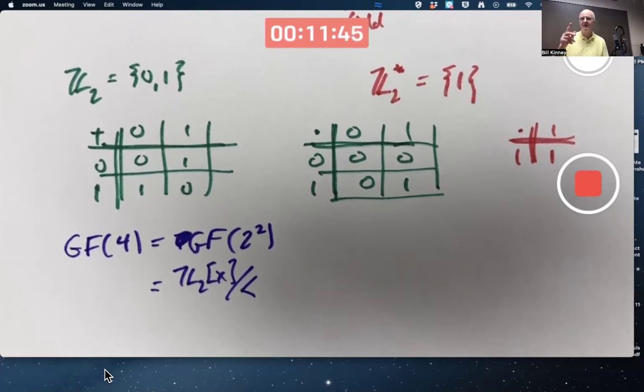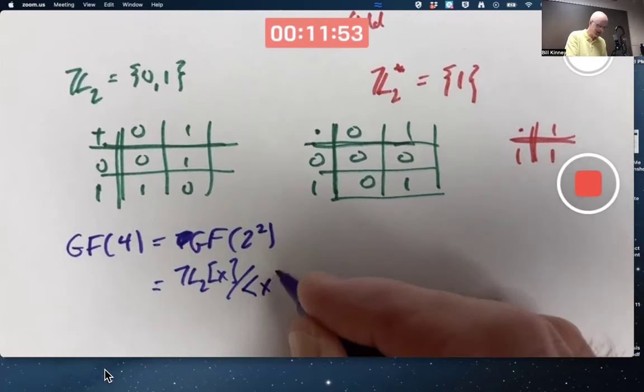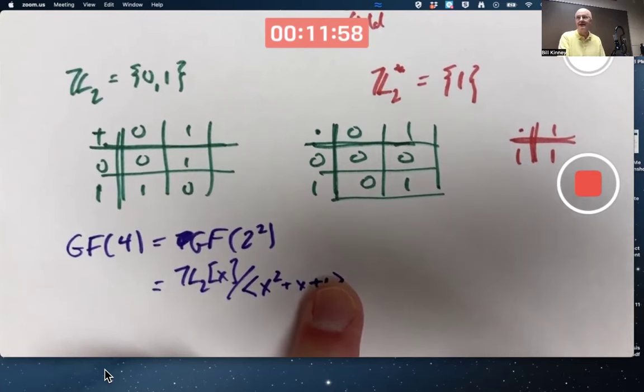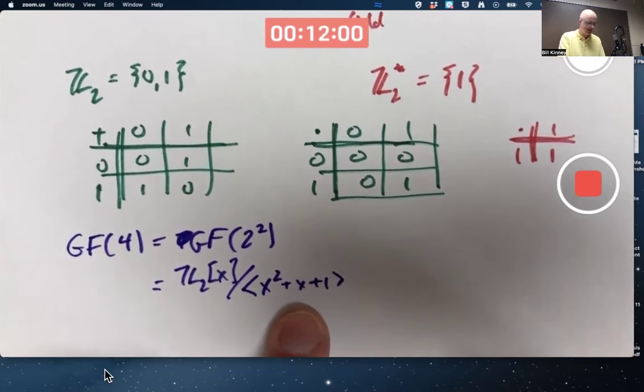1 squared plus 1 would be 2, mod 2 is 0. So the only thing really left to try is x squared plus x plus 1. I mean, you could try x squared plus x as well, but that doesn't work because it's got 0 as a root. Does x squared plus x plus 1 have a root in Z2? No, it doesn't.